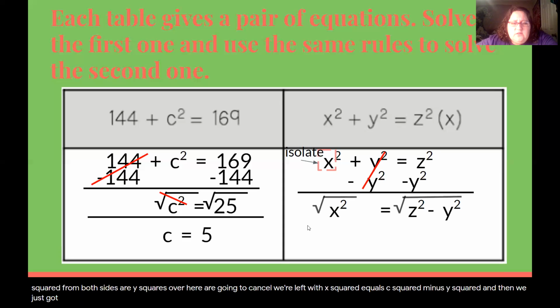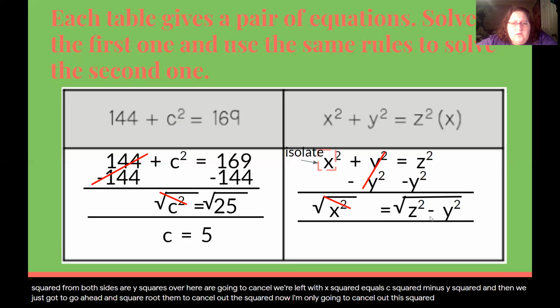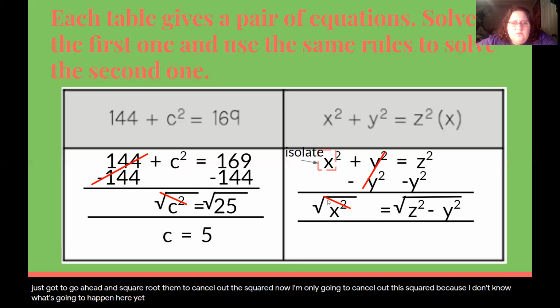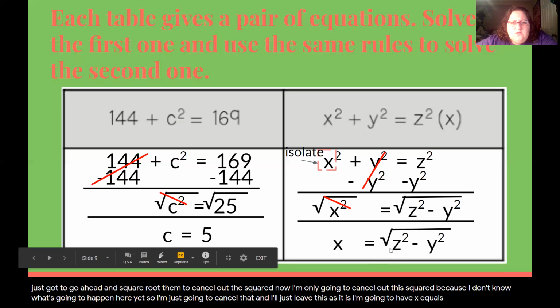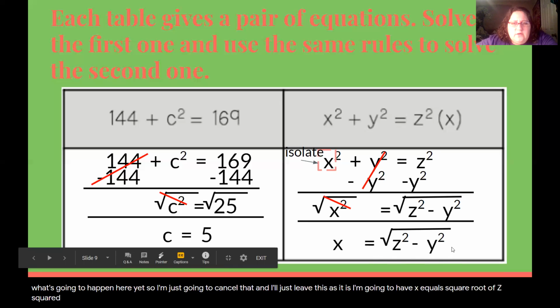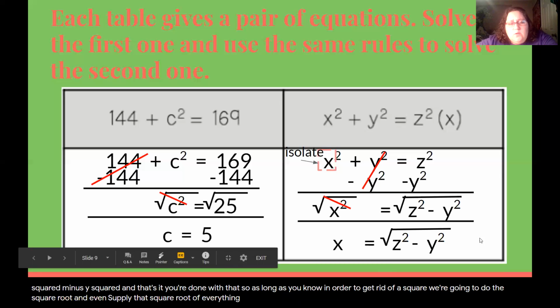And then we just got to go ahead and square root them to cancel out the squared. Now I'm only going to cancel out this squared because I don't know what's going to happen here yet. So I'm just going to cancel that, and I'll just leave this as it is. So I'm going to have x equals square root of z squared minus y squared. And that's it. You're done with that. So as long as you know, in order to get rid of a square, you're going to do the square root. And you just apply that square root over everything on the other side as well.